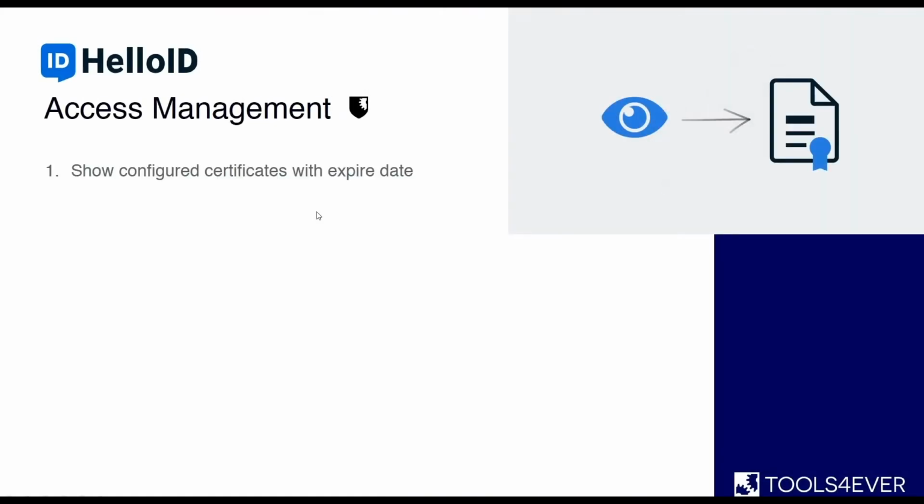We have 9 new items in this release. The first is an extra option in the admin portal where you can see the status of the configured certificate with the expiration date. This is in combination with the functionality that was released in June, which was an email notification when a certificate was about to expire. With this new option, you can see the actual status of the certificate.